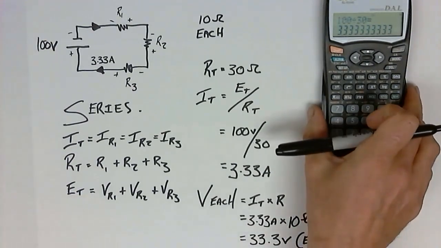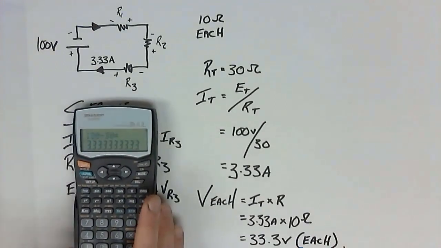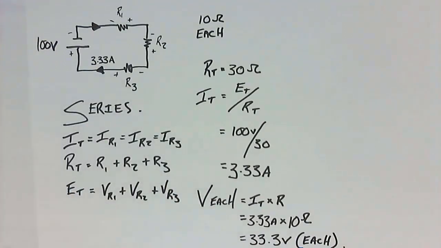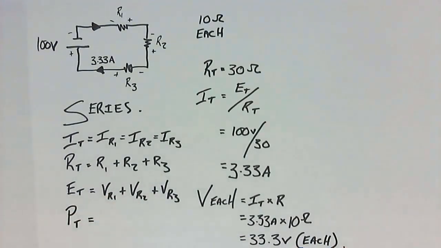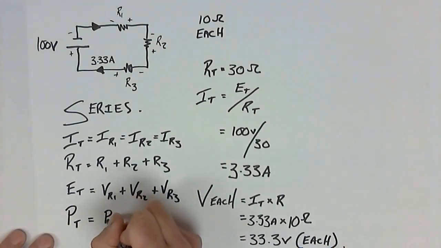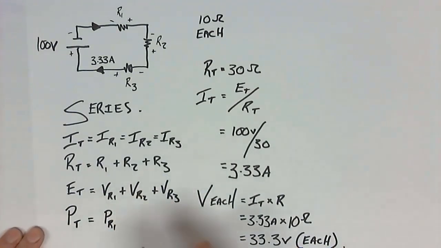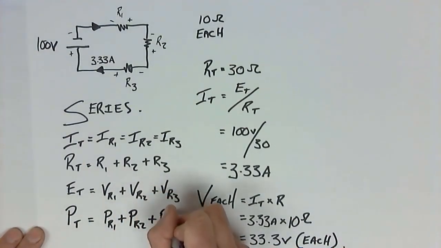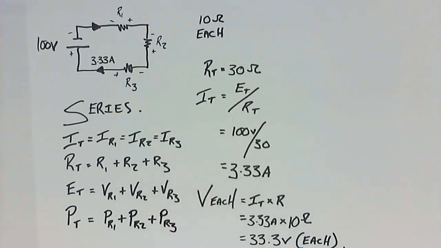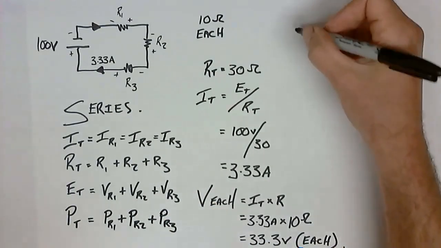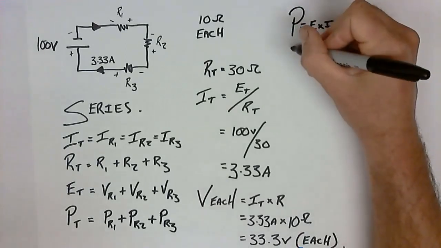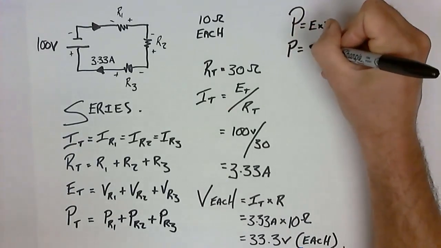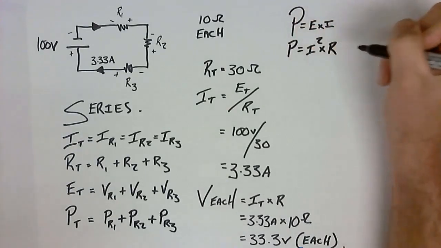Now, what about power? Could we calculate power? Well, we certainly could. Power is actually another additional circuit rule. P total is equal to P1, or power consumed by resistor 1, plus resistor 2 power plus resistor 3 power. So when we look at our power formulas, P is equal to volts times amps, and it's also going to be calculated as current squared times the resistance.